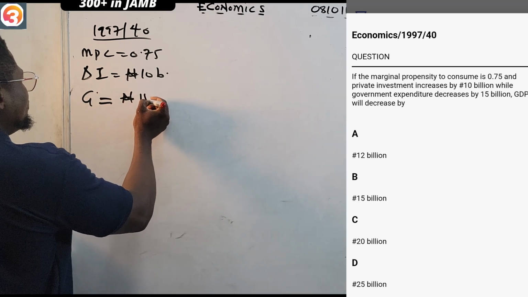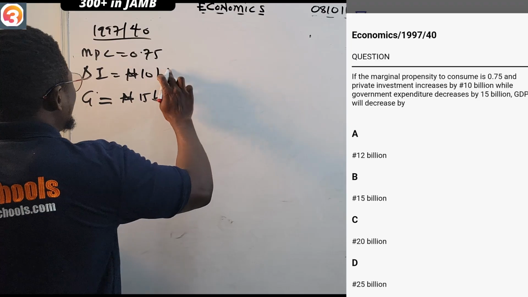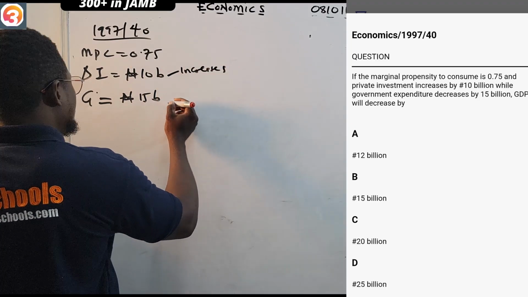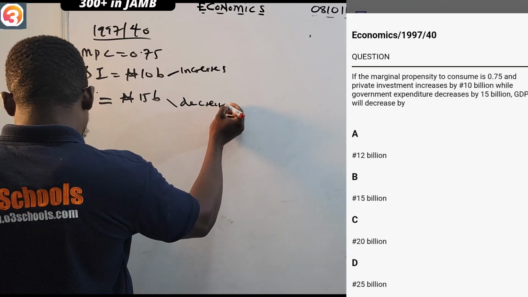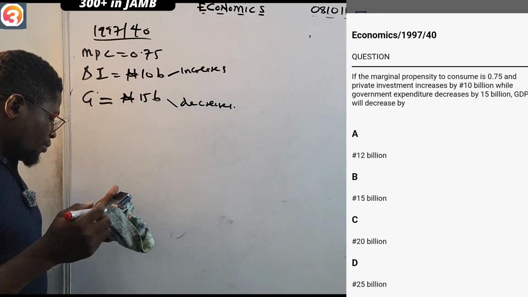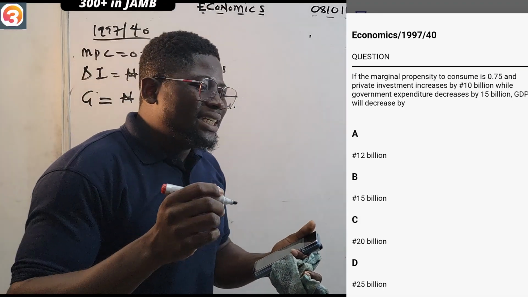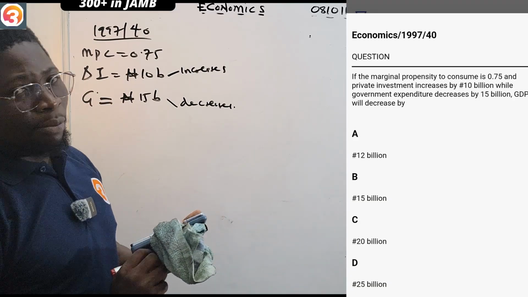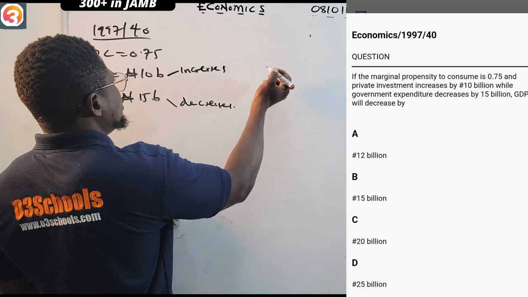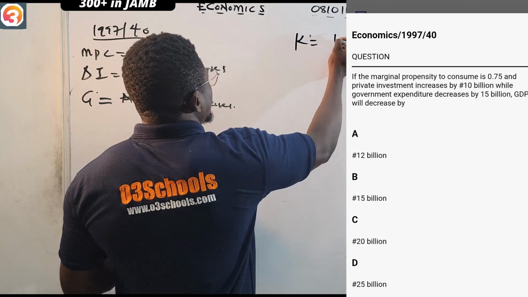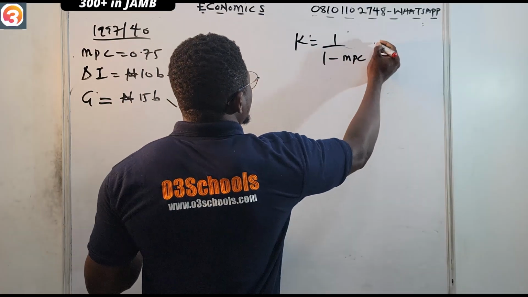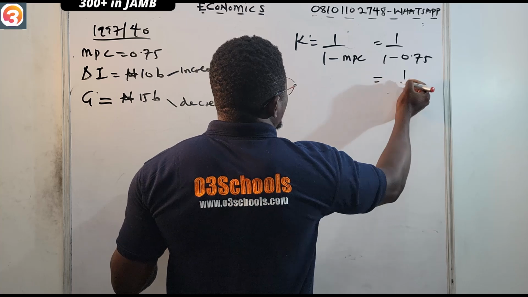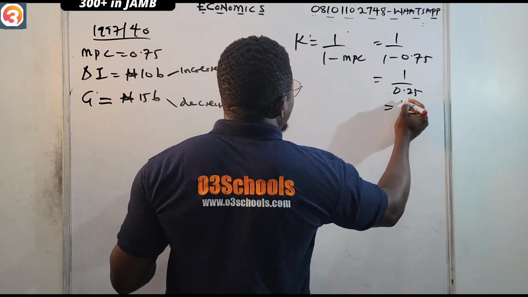Now, government spending decreases by 15 billion. Remember, this one is increasing, and this one decreases. GDP will decrease by what? Now we need to know our multiplier first. We know our MPC to be 0.75, so our K is 1 over 1 minus MPC, which is 1 over 1 minus 0.75, which is 1 over 0.25. Our K is 4.